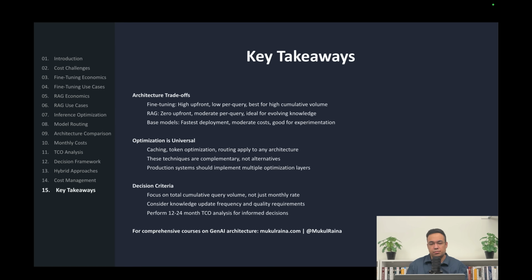Second is that optimization is actually universal. Caching, token optimization, and routing apply to any architecture you choose. These techniques are complementary and they are not alternatives to your architecture decisions. Production systems should implement multiple optimization layers. Don't just optimize tokens, but also implement caching and model routing so that the savings compound. The third is decision criteria.